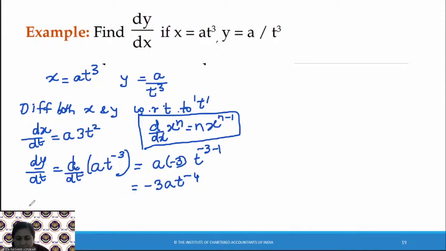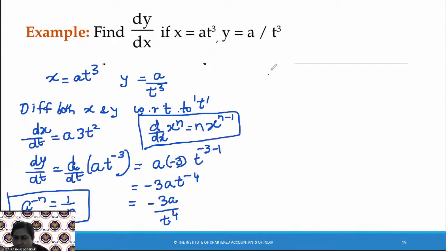Now I know that a raised to minus n is equal to 1 upon a raised to n. Okay, I also know this, I'm going to use it over here. So this equals minus 3a upon t raised to 4. Okay. So instead of t raised to minus 4, I'm writing it in the denominator as t raised to 4.